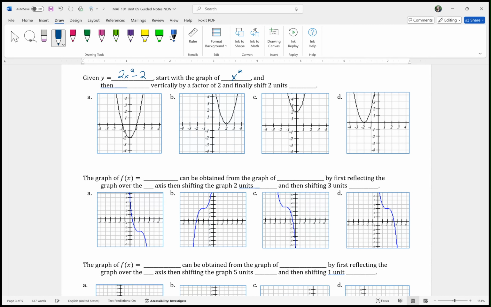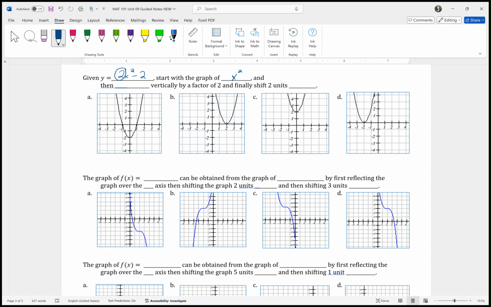So again, we're looking for either x squared, x cubed, square root of x, or absolute value of x, based on the four parent functions that we're starting with in this unit. Okay, then it says, and then blank vertically by a factor of 2. So what are we doing here? This vertical is talking about stretch or shrink. And so that's going to be the number in front.